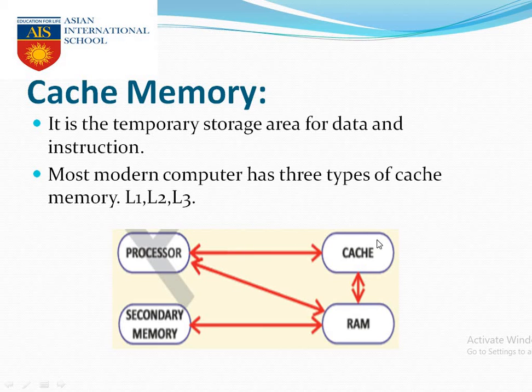If the file is not in the cache, then the cache will give the instruction to the RAM. RAM will search for it. Even if the file is not in the RAM, then your RAM will search for it in the secondary memory.